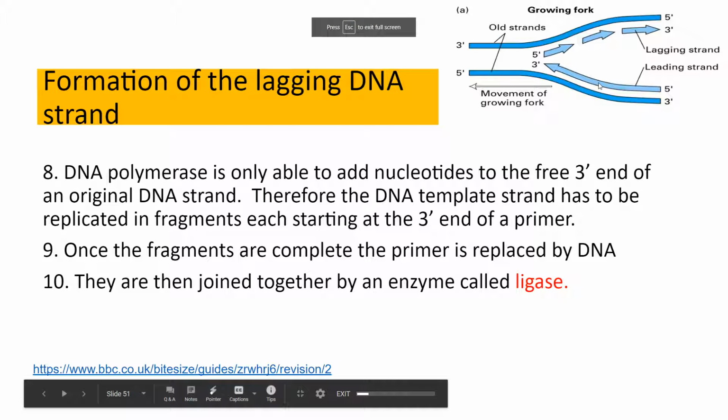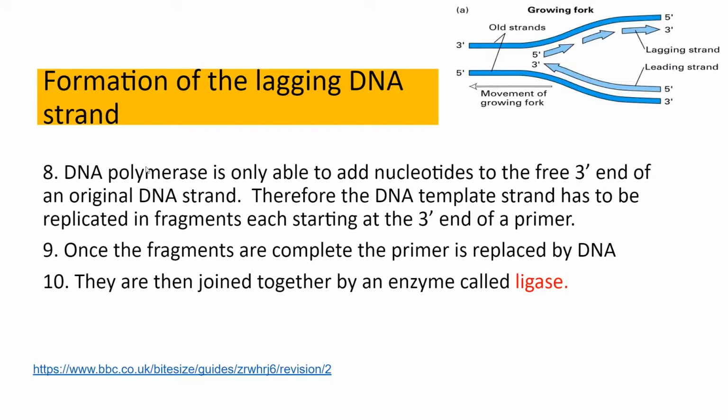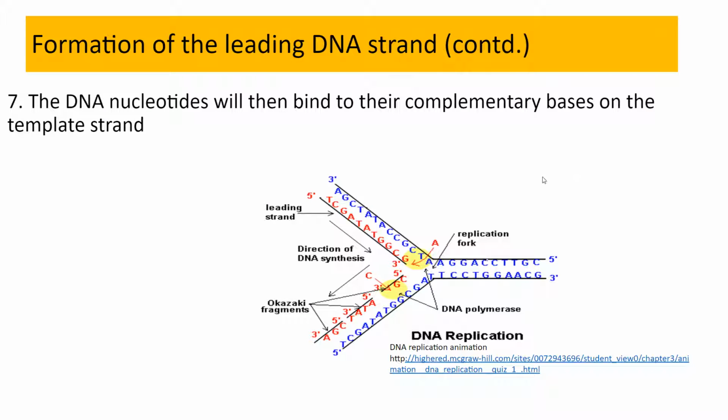So, we've looked at the formation of the leading strand. Now we're going to look at the formation of the lagging strand. So, as it says, DNA polymerase is only able to add nucleotides to the free 3' end of an original DNA strand. Therefore, the DNA template strand has to be replicated in fragments, each starting at the 3' end of a primer. So, if we just go back a second and have a look at this diagram.